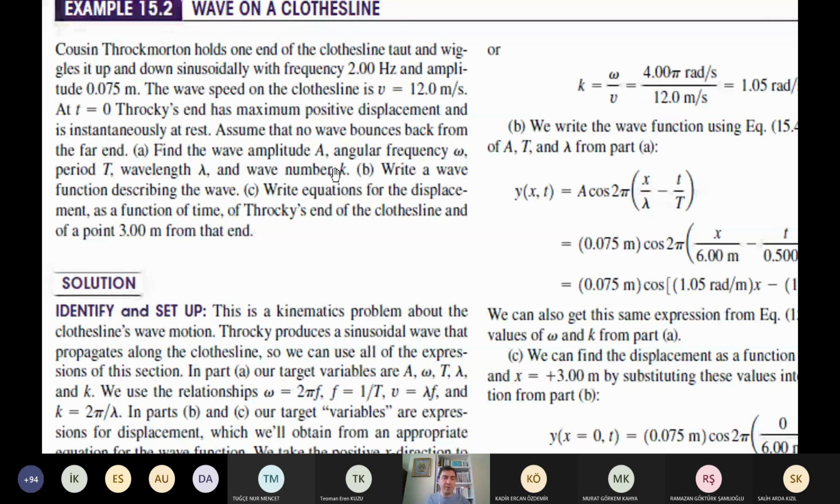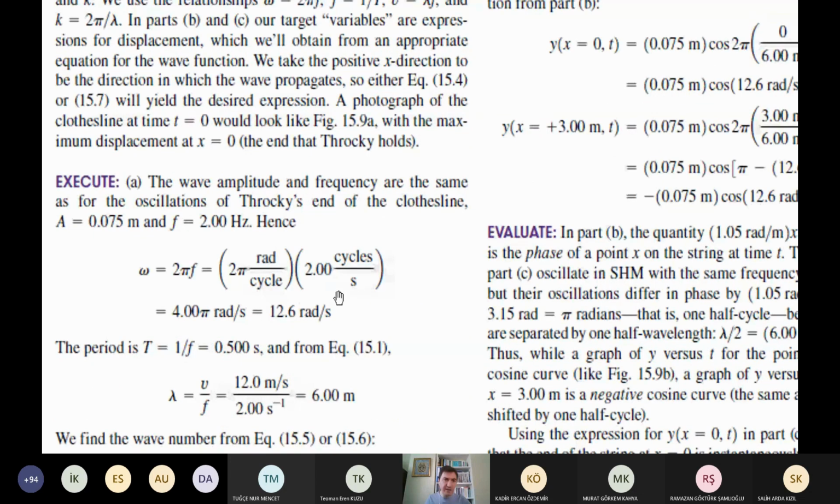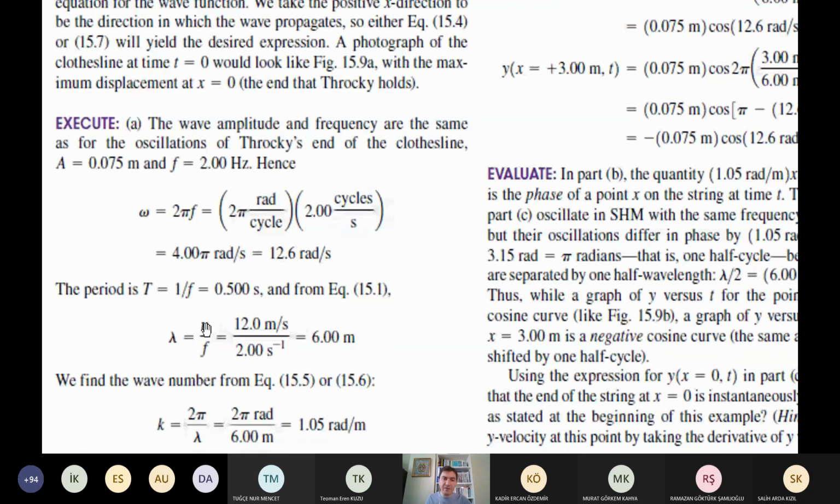So omega is given by 2 pi f. The frequency is given as 2 Hz, 2 cycles per second, and then you can calculate omega as 12.6 radians per second. The period is given by 1 over frequency, which is 0.5 second, and lambda is given by speed over frequency.